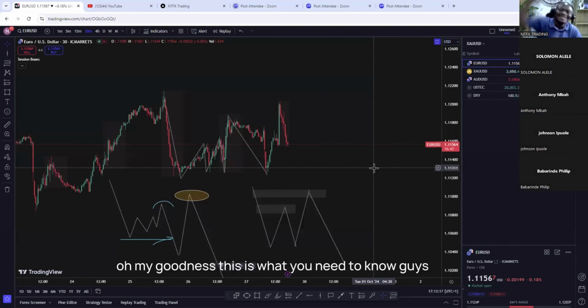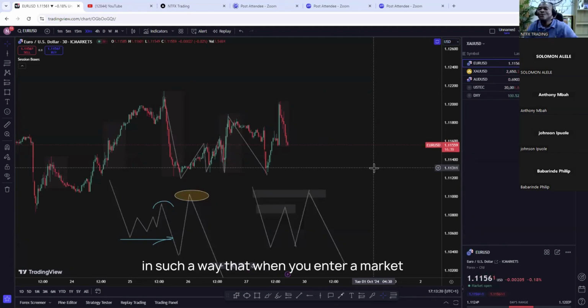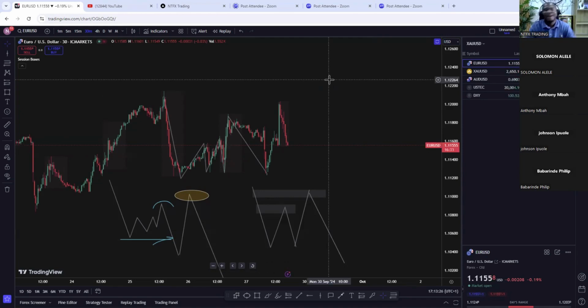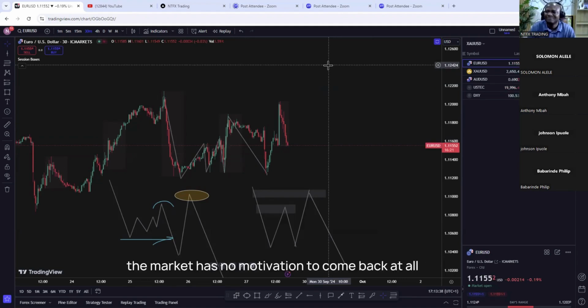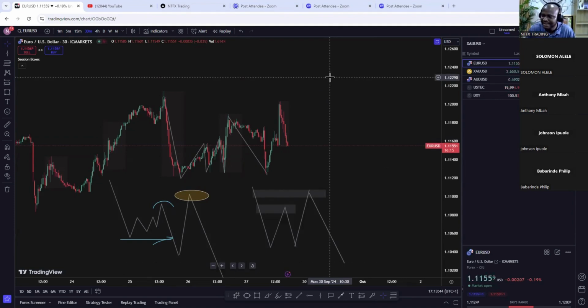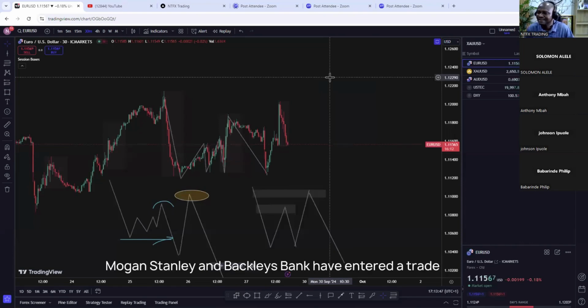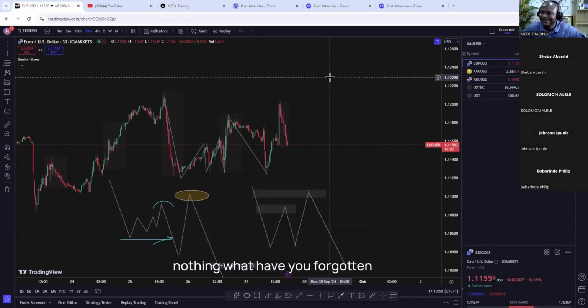Oh my goodness. This is what you need to know, guys, in such a way that when you enter a market, that market has no motivation to come back to your entry. Bye-bye to break even, to stop loss hit. Bye-bye to all those things. If you understand what I'm teaching you here, bye-bye. If you enter a trade, the market has no motivation to come back at all. To come and do what? What did you forget? After JP Morgan, Morgan Stanley, Barclays Bank have entered a trade, what is price going to do where they enter? Nothing. What have you forgotten? The people that matter, they have entered the market and they have left. So what are you still waiting for?